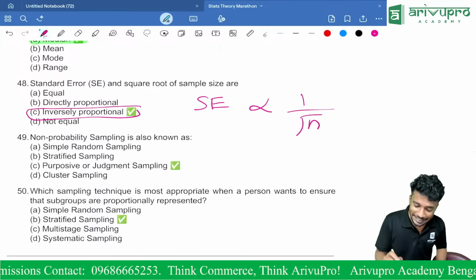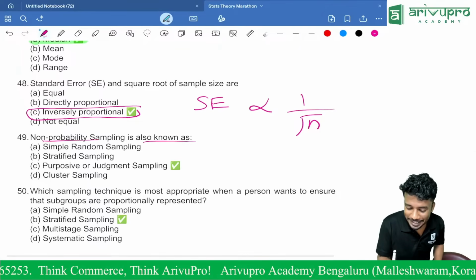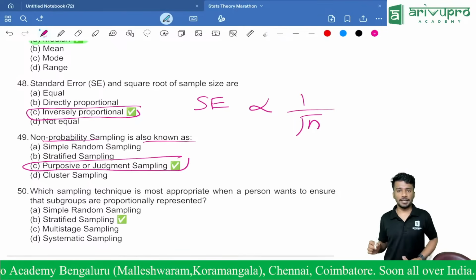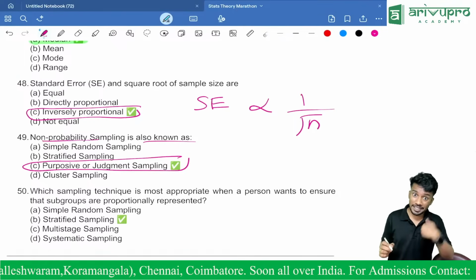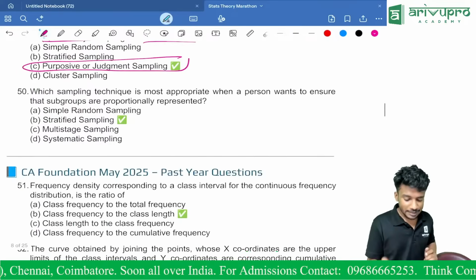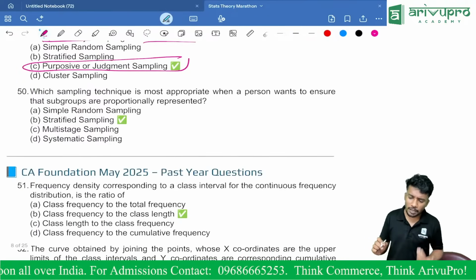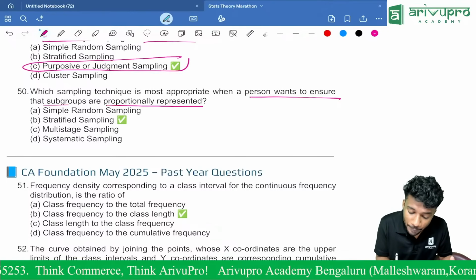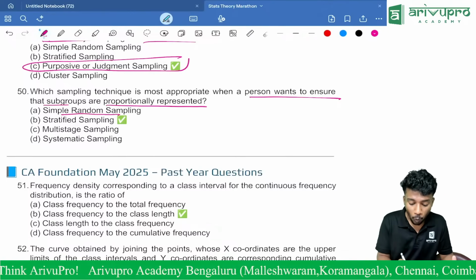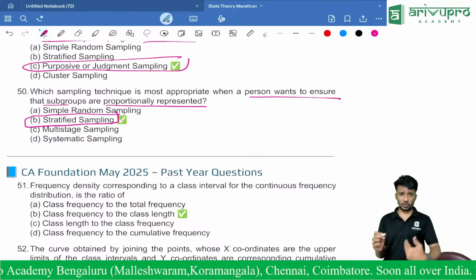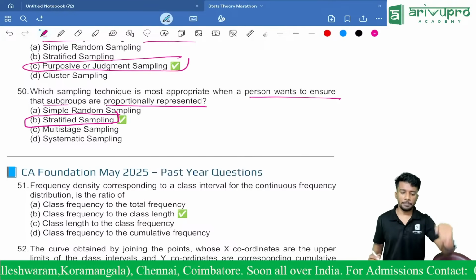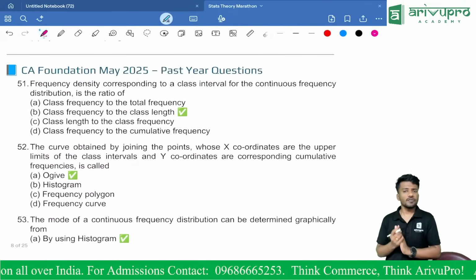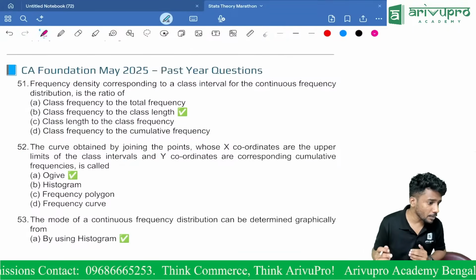Then non-probability sampling is also known as what? Purposive or judgment sampling. Okay, purposive or judgment sampling is also called what? Non-probability sampling. Which sampling technique is most appropriate when a person wants to ensure the subgroups are proportionally represented? All the subgroups are represented in which one? Stratified sampling. I hope that is done. With that, we are going to the past May attempt question paper.